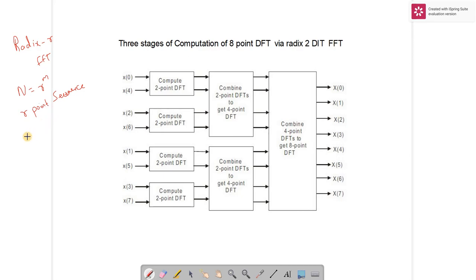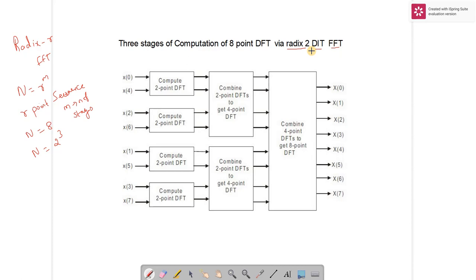Let's take an example. If n is equal to 8, let r be 2 and m will be 3. So I am going to perform radix-2 operation up to 3 stages, where m is the number of stages. So this is the example of computing 8-point DFT via radix-2 DIT FFT algorithm.